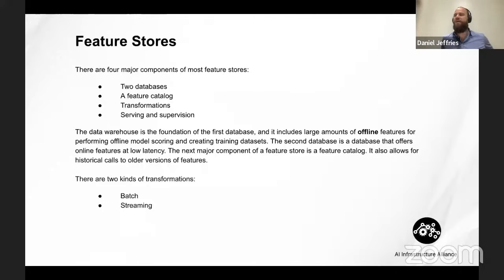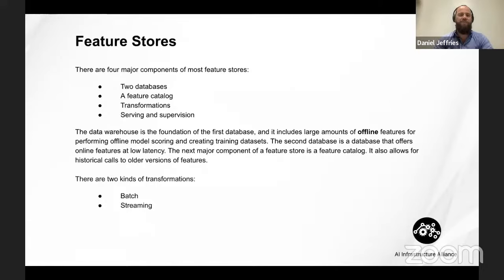So a data warehouse, a Snowflake or a Redshift, those kinds of things are really going to be your basic foundational database, and it's got a lot of offline features, or things that you can pull features from. And then the second database is an in-memory, low latency database that offers those features really, really quickly to models, right? That's really the magic of a feature store, that low latency database. But it's really pulling from a lot of other databases, so you want to look at the plugins and the ability of the databases that it supports. And then obviously the next major component is going to be the feature catalog.